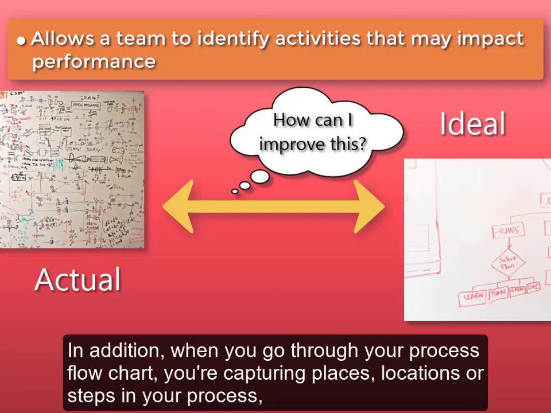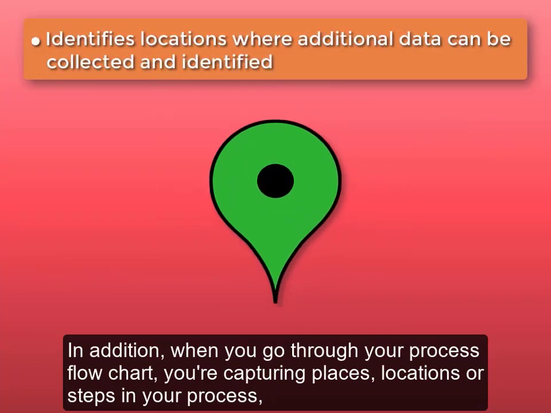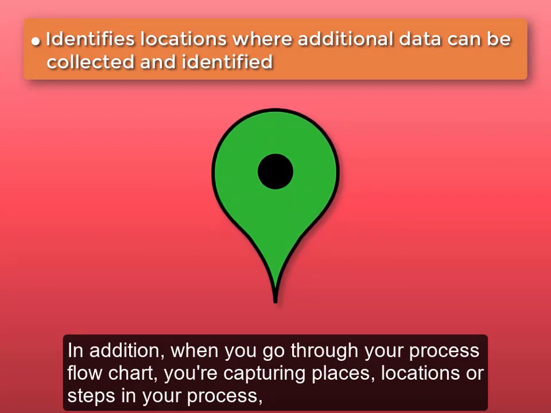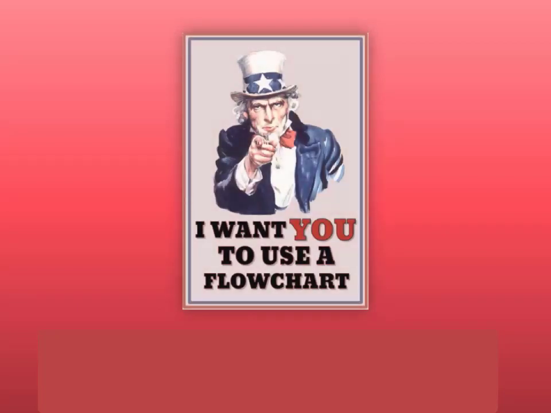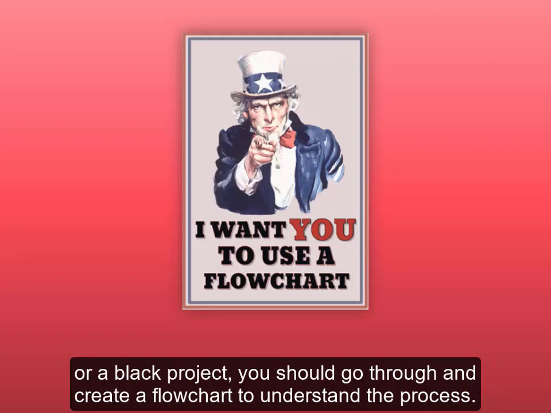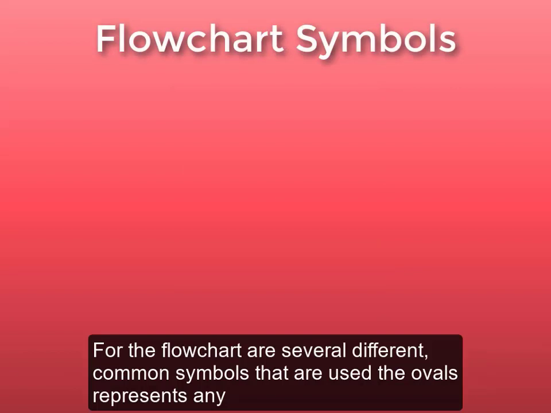In addition, when you go through your process flow chart, you're capturing places, locations, or steps in your process where you can gather additional information or data for your process improvement projects. The flow chart is a tool that every single team should use. Anytime you're doing a green belt or a black belt project, you should go through and create a flow chart to understand the process.